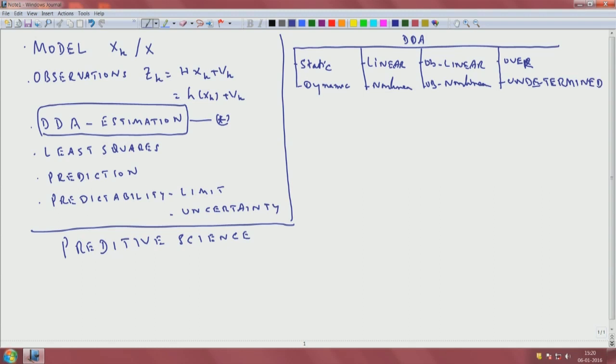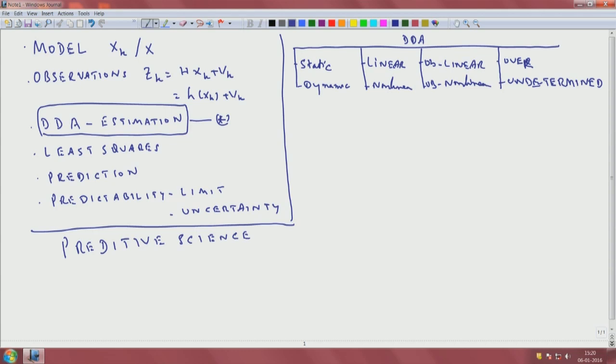In the overdetermined case, what is the idea? I have more data than the number of parameters to be estimated. If the dimension of the unknown to be estimated is n, and the number of observations is m, m is greater than n. That is called an overdetermined system. I have a lot more data.